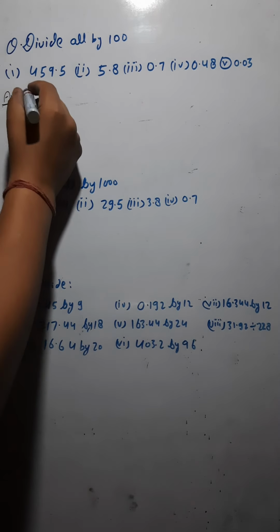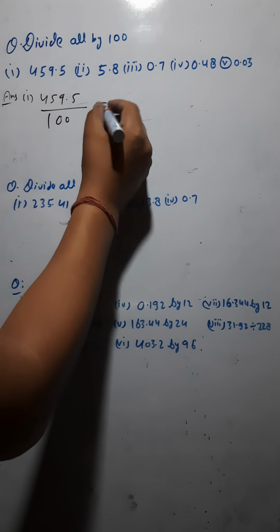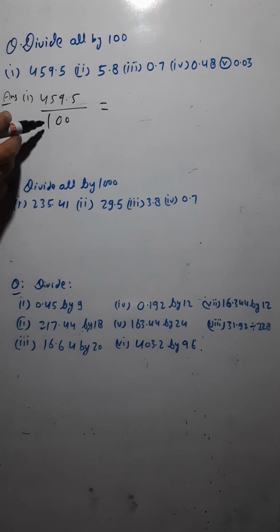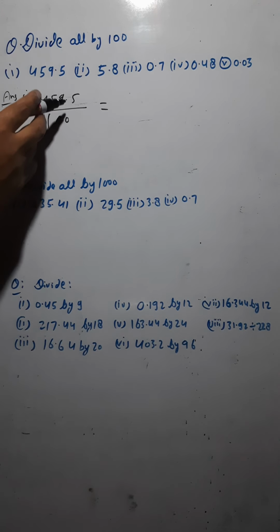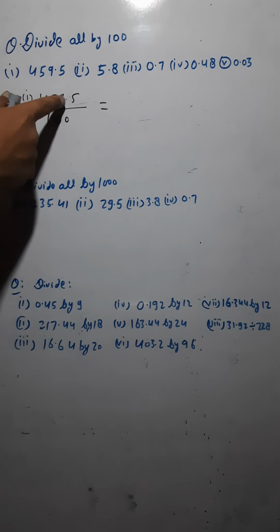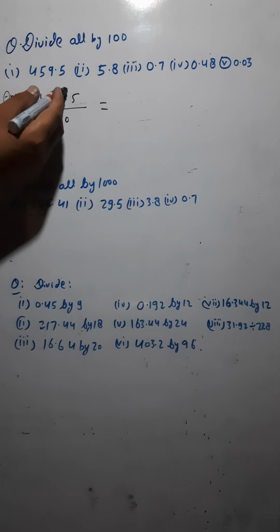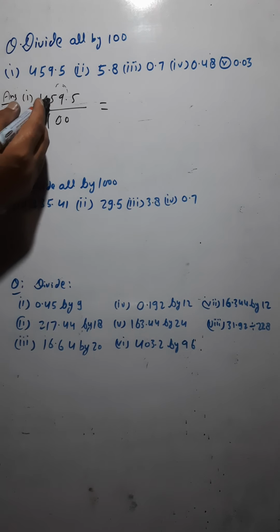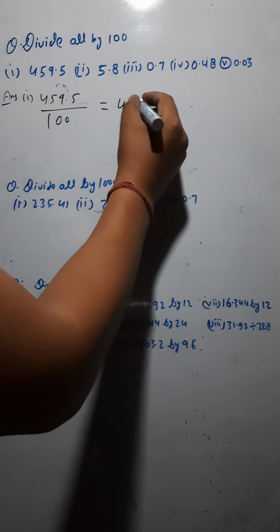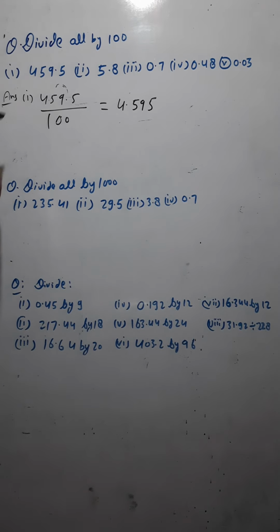Okay, so the first one is 459.5, which is to be divided by 100. Now if you see here, after one you have two zeros. If you have two zeros, then the decimal would shift two places towards the left. If it is 10, then it would shift one place. So here you have 100, so this decimal would shift from here to here, isn't it? So the answer would be 4.595. So this is how you would solve the question.